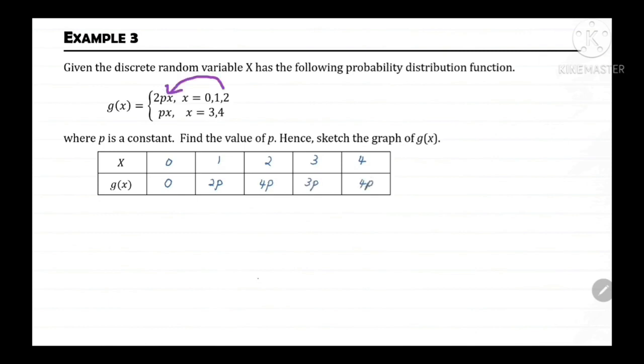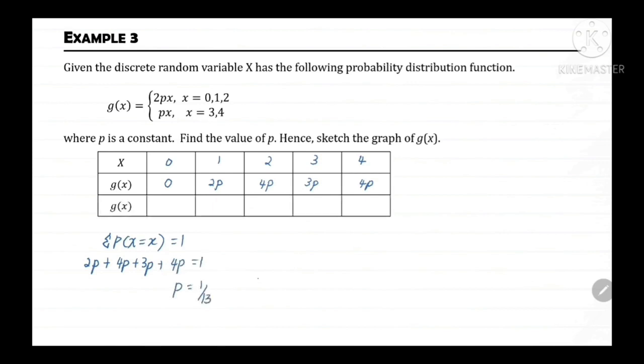We know that the total probability must equal 1. So adding all the probabilities, 2p plus 4p plus 3p plus 4p equal to 1. So we get p equal to 1 over 13. Then g(x) is 0, 2 times 1 over 13 is 2 over 13, 4 times 1 over 13 is 4 over 13, 3 over 13 and 4 over 13.